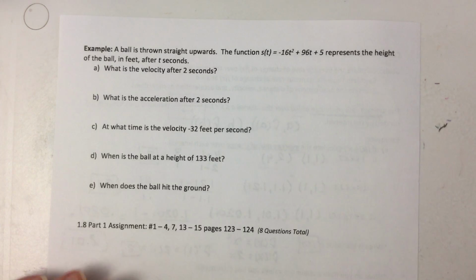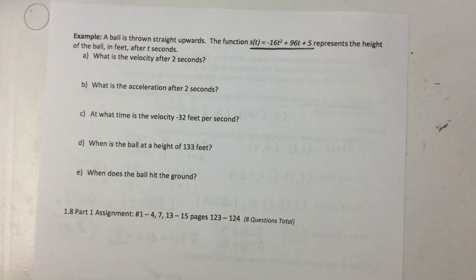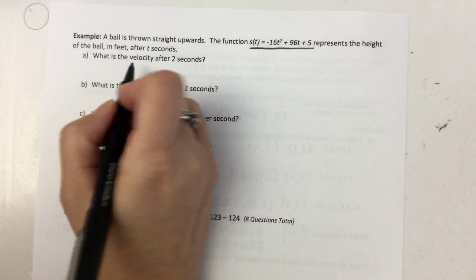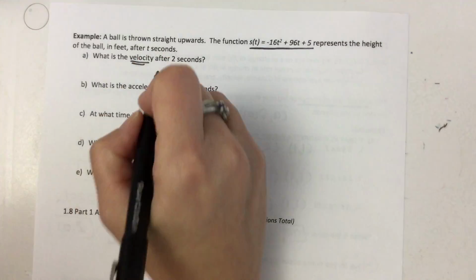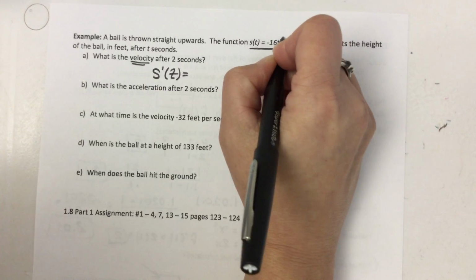A ball is thrown straight upwards. The function negative 16t squared plus 96t plus 5 represents the height of the ball in feet after t seconds. What is the velocity after 2 seconds? Velocity is the first derivative. So first I need to go ahead and find the first derivative.